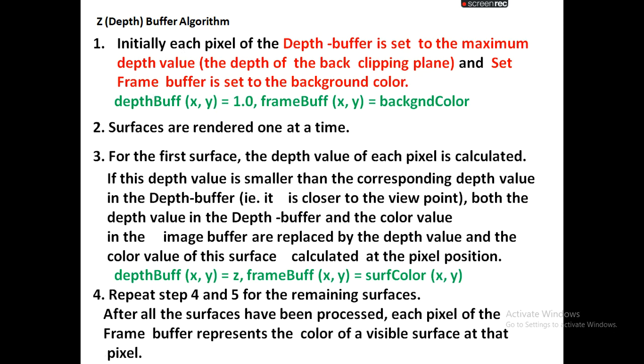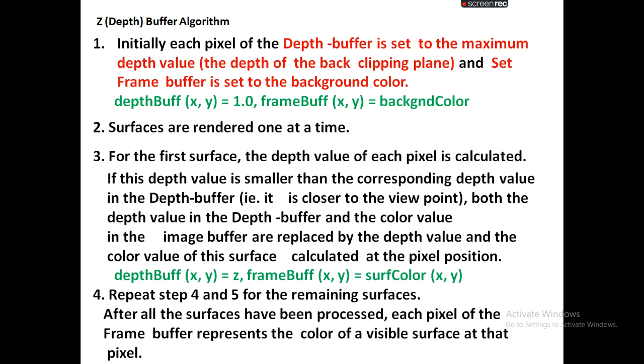Assume that the background color is white. So initially I am storing the white color in the frame buffer and the maximum depth value in the depth buffer. These are in step 1. I will repeat. In step 1, for every pixel in the depth buffer, I am storing the depth value 1.0. And for every pixel in the frame buffer, I am setting the background color information. This is the first step.